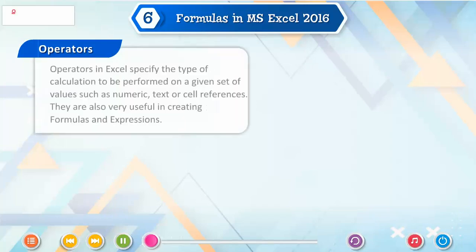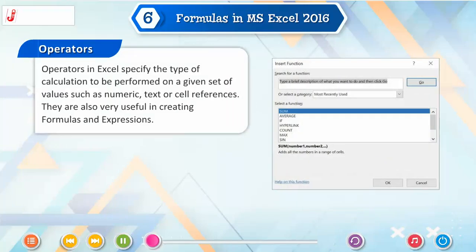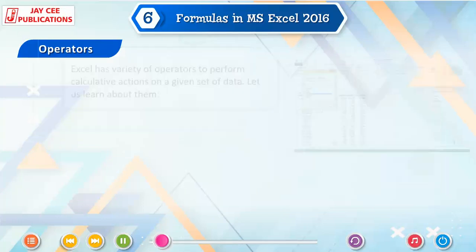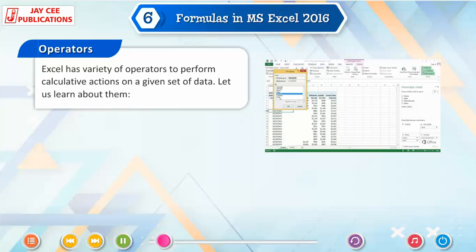Operators. Operators in Excel specify the type of calculation to be performed on a given set of values, such as numeric, text, or cell references. They are also very useful in creating formulas and expressions. Excel has a variety of operators to perform calculative actions on a given set of data. Let us learn about them.